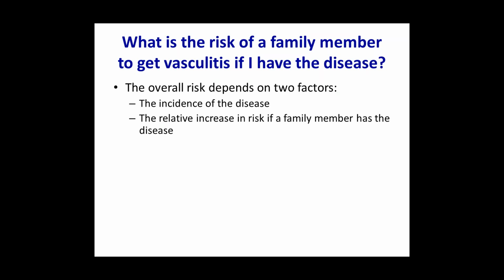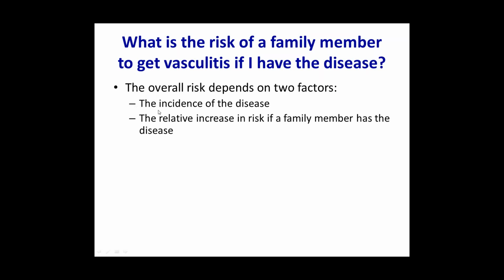It's a complex genetic disease, meaning that we have multiple genes, each contributing a little bit to the increased risk of the disease. So it is not, in a sense, a genetic or an inherited disease, but it does have a genetic contribution to its pathogenesis or to its etiology. And so if we want to talk about the risk of a family member to get vasculitis, there are two important factors that help us estimate this likelihood or the overall risk.